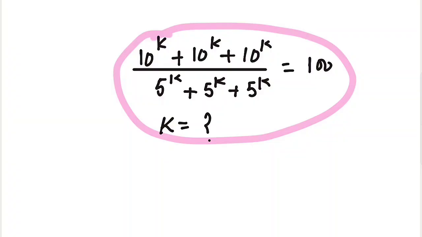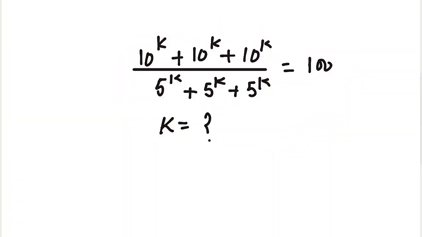So the question is 10 to the power of k plus 10 to the power of k plus 10 to the power of k, all divided by 5 to the power of k plus 5 to the power of k plus 5 to the power of k, equals 100. Now, how are we going to solve this problem here?